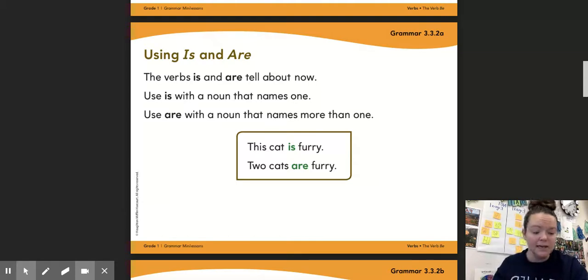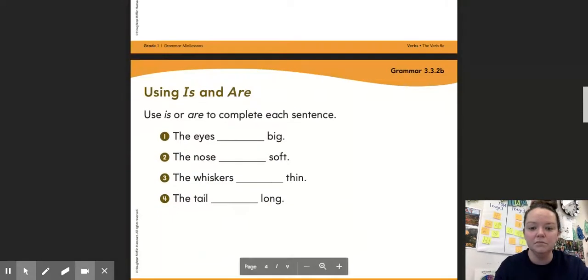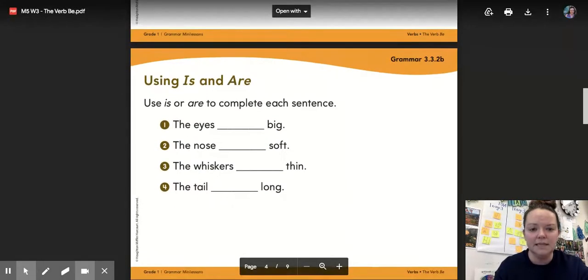So basically, you're not going to use the word is when you're talking about multiple things. I'm not going to say the kids is playing. It doesn't sound right. Because is talks about one thing, are talks about lots of things. So I would say the kids are playing, not the kids is playing, right? Same and vice versa. I wouldn't say two cats is furry. I would say two cats are furry. Okay? So let's try that in some of these sentences.